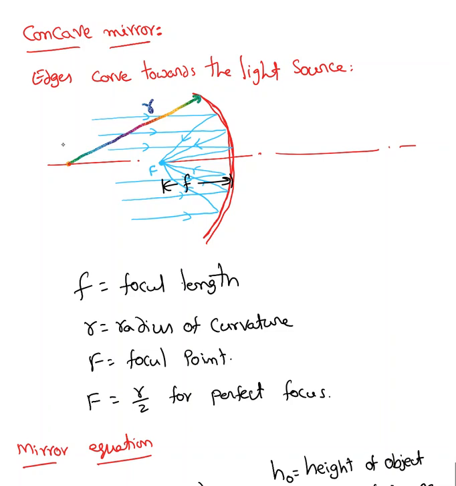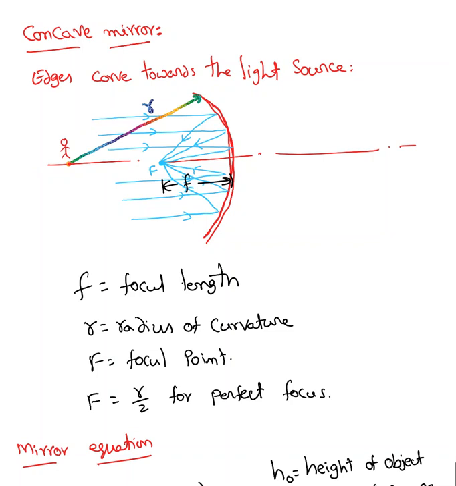So a light source need not be something which produces light. Say, for example, if you stand there, the sunlight is going to fall on you and you're going to emit the light rays. Okay, so the edges of the mirror bend towards the light source. That mirror is called a concave mirror.